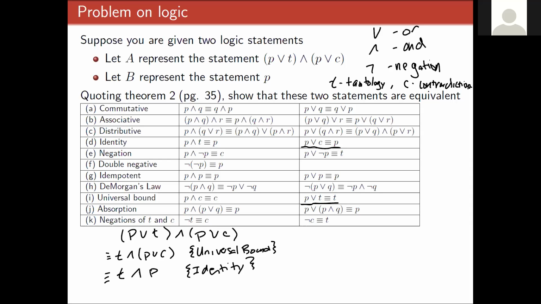This is really good to catch and go over here. This is a really common issue that we see a lot. So here, yeah, we need to use commutative. So this will be P and T from commutative. And then that's equivalent to P using identity.